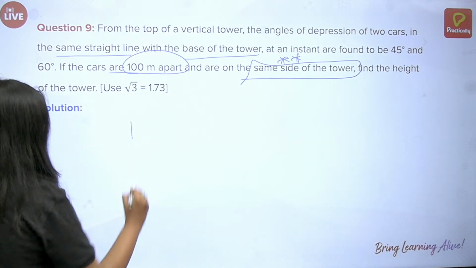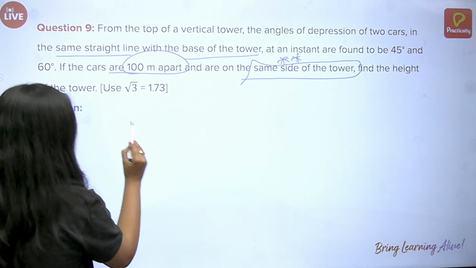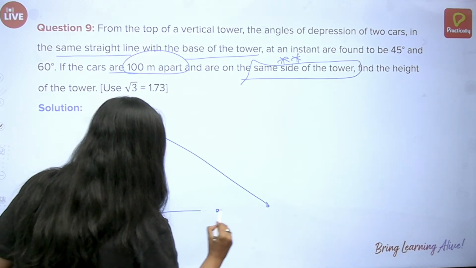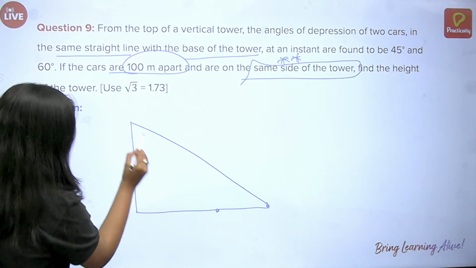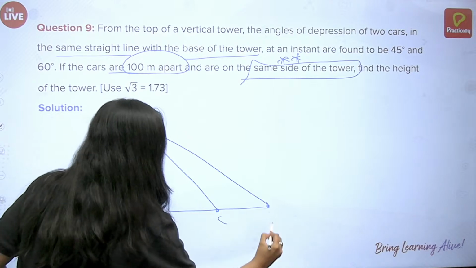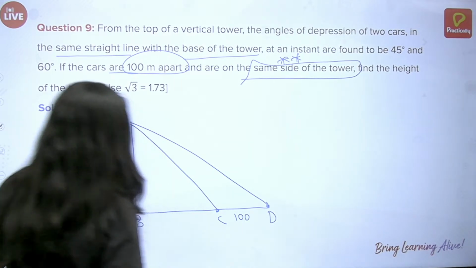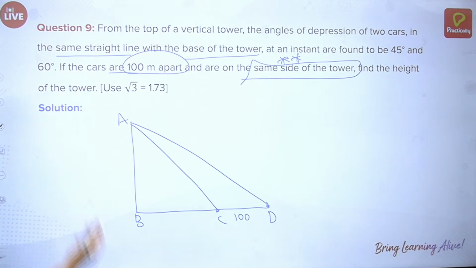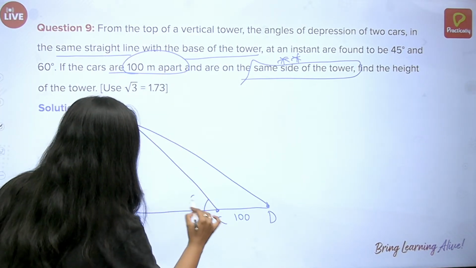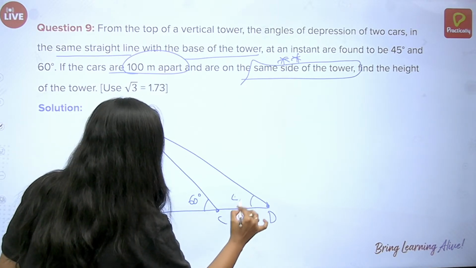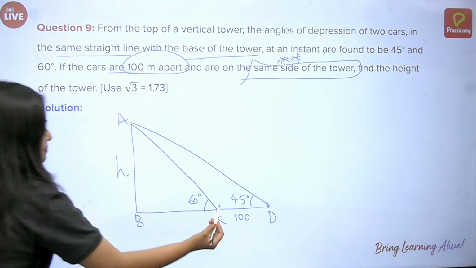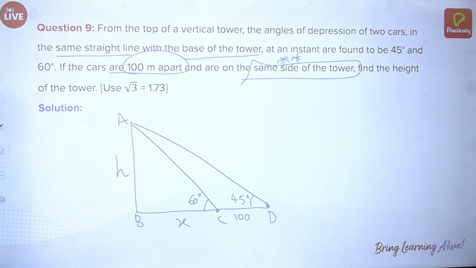Okay, so first, there is a tower, correct? And there are two cars. So this is one car, this is one car. Let me join this as well, and let me join this. Now let us name the triangle first A, B, C, D. And these are 100 meters apart, and we have to find the height of the tower. Wait, we did not give angles. So this is 60 degrees, this is 45 degrees. Right? Let the height of the tower be H. Let BC be X. So we got everything.